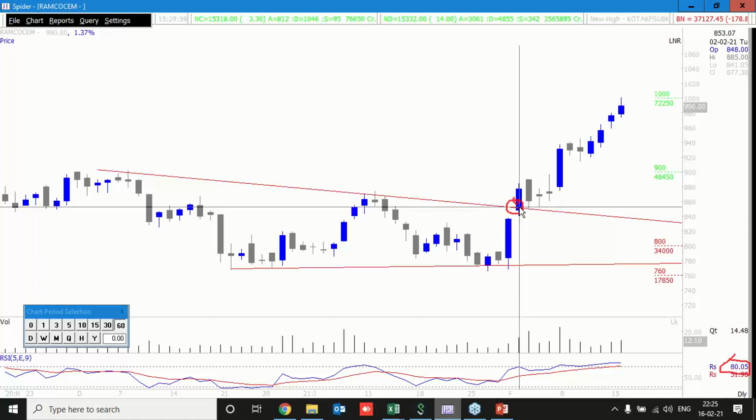So the breakout level was somewhere around 850. If you look at the RSI, then a higher reading on RSI is like a confirmation that prices are really moving up. It is an indication, a mechanical way of looking at the data and confirming that there is a buildup of momentum.